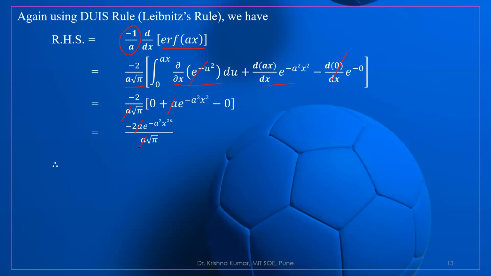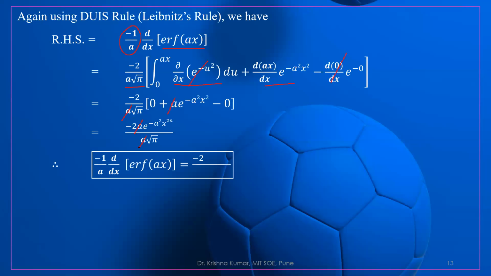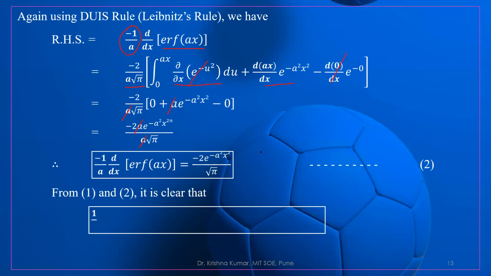What we are getting is minus 1 upon a d by dx of error function of ax is equal to minus 2 e to the power minus a square x square upon root pi. So if we take equation number 1 and equation number 2, the left hand side and right hand side of both the expressions are the same. So this is the answer which is correct for both.